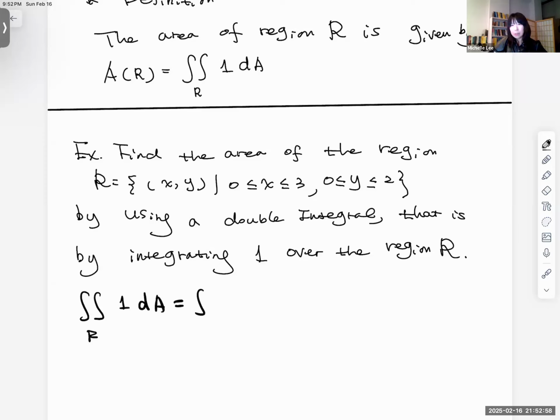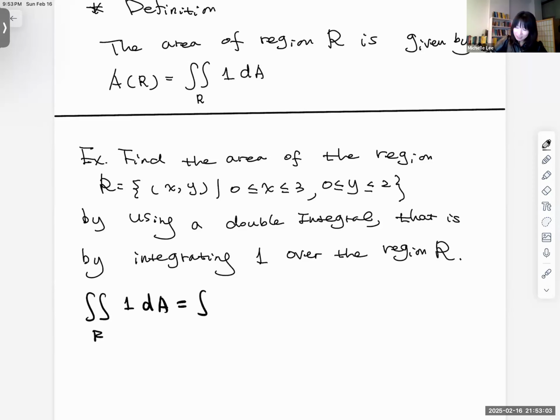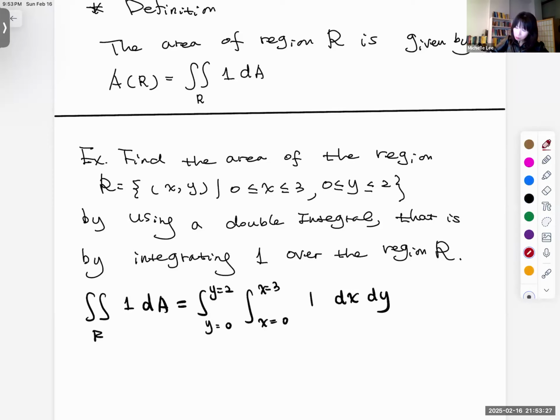What do you want to do first? Okay, x first, okay? You have a habit, right? X first. All right. So y equal to from 0 to 2, and x equal to 0 to 3, and then 1, and we want to integrate. I have to be careful, right? Okay, so we want to integrate this one first. All right, so what do you get then?